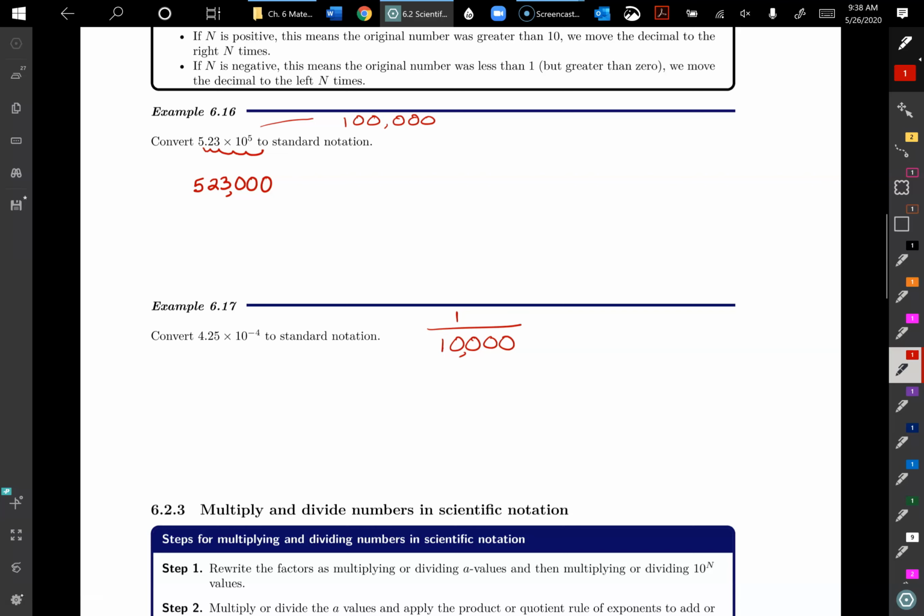Dividing by 10,000 is the same as multiplying by 1 over 10,000. And so I'm going to move 4 places. 1, 2, 3, 4. So I have 0.0004. Make sure it's 4 places, including the one right before the decimal. 2, 5. And then put a 0 in the front. And that would be my answer. 0.000425.